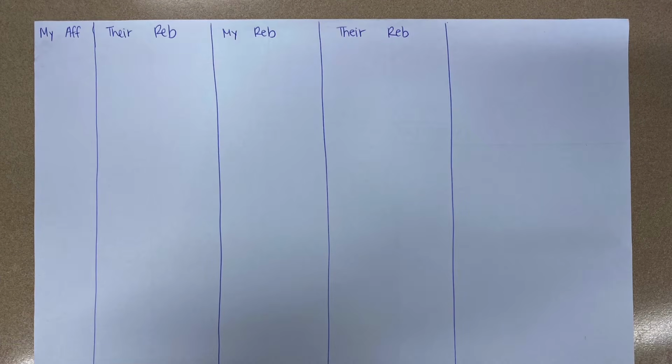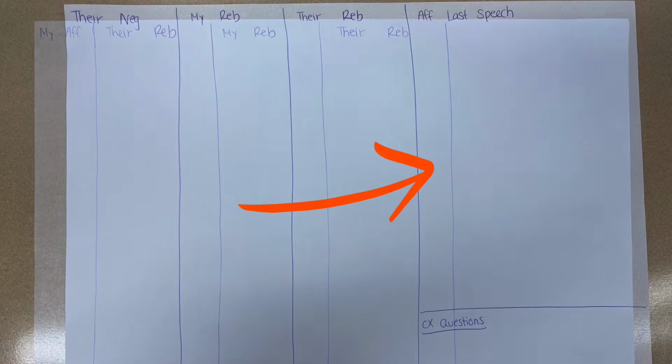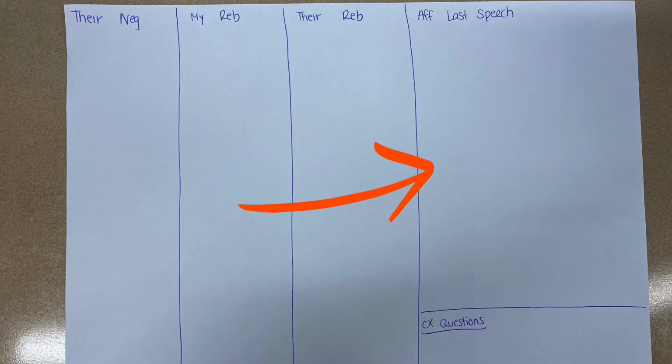The AF flow looks a bit different from your neg flow, so pay attention. Let's first start when you're on AF. The flow goes from the left of the paper to the right, in order of the speeches in the round. Feel free to pause the video to copy down the format. I'm going to show the front and back.